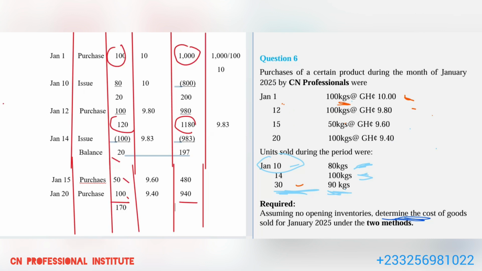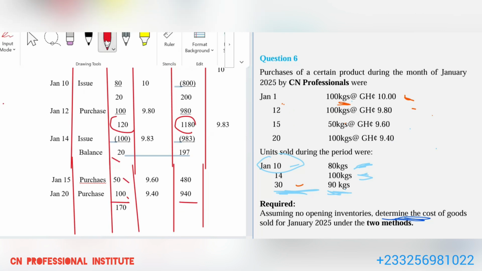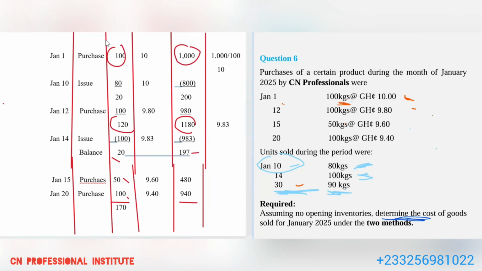And then the total monetary value will be this figure 197 plus 1 plus 480 plus what 940, right? And then when you sum it up, you get a figure of 1617, right? So when you come to the issue price, I said immediately you want to issue, right? Or immediately you want to sell.